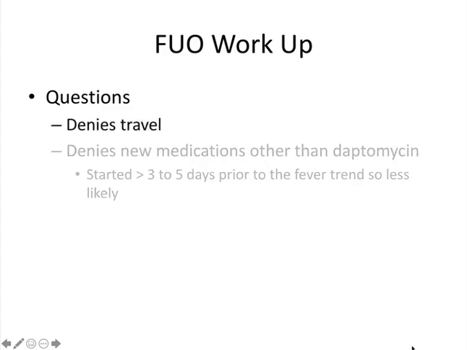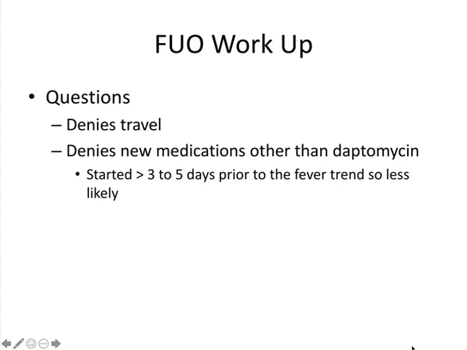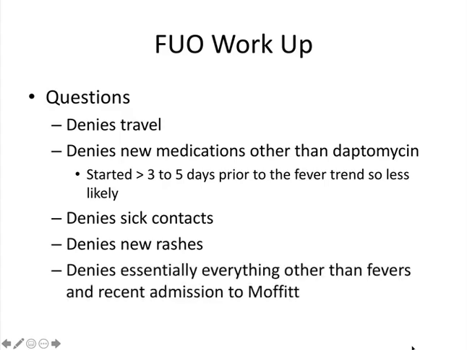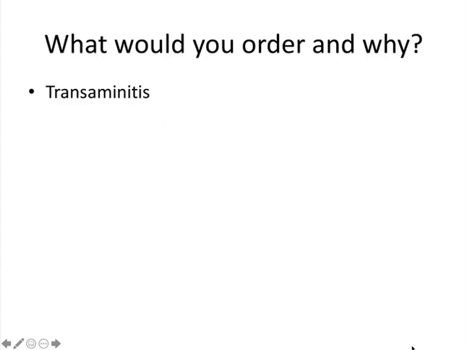So she denies travel, denies any new medications other than daptomycin, which started about 3 to 5 days prior to the fever. So could be, but not necessarily, because with the half-life, the fever would have come faster if it was related to the daptomycin. She denies any sick contacts, denies any new rashes, and essentially denies everything else other than the fevers and the recent visit to us in the hospital. So in terms of the transaminitis, what type of workup would you do?